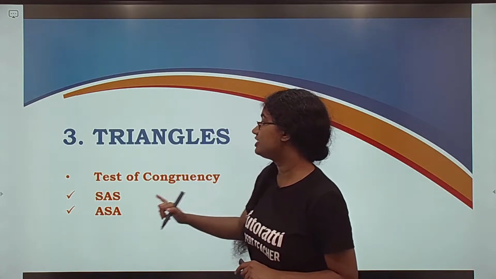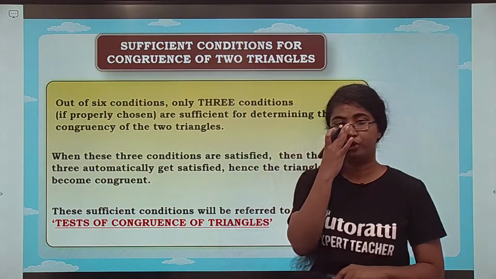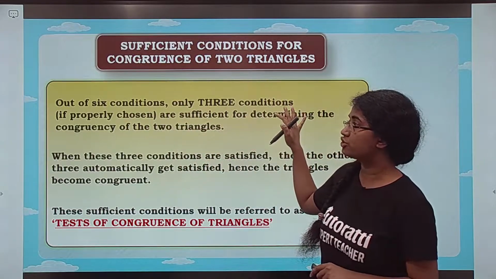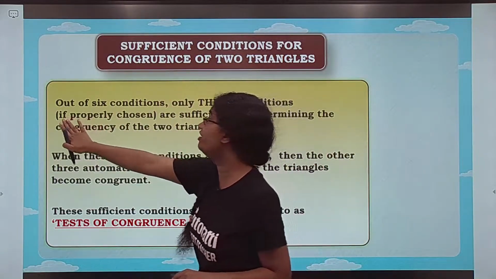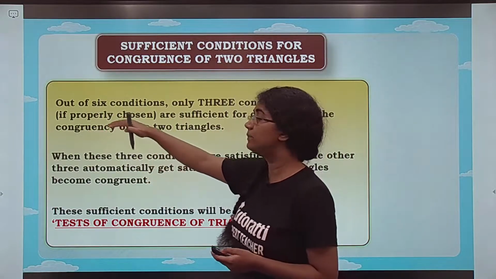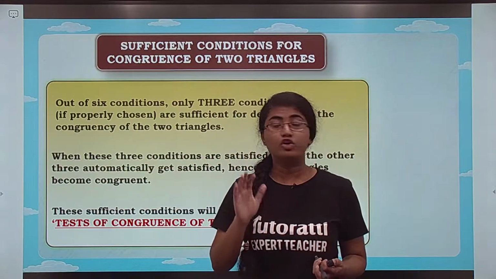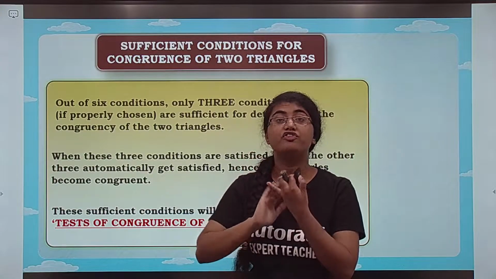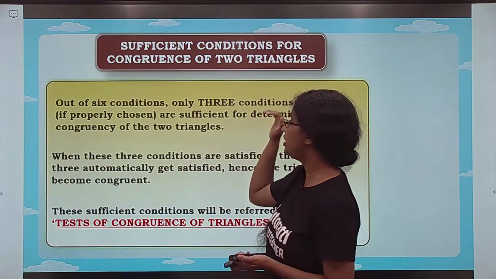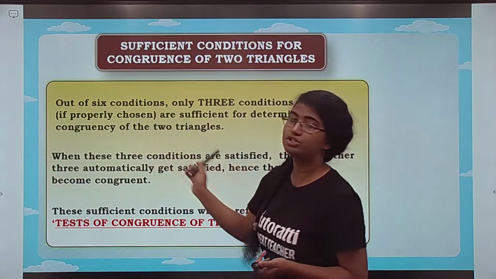Okay, so the first test of congruency is SAS. Let us see what we are going to do. First of all, let's recall again. Out of the 6 conditions, only 3 conditions, if properly chosen. Now, properly chosen is very important. Why, you will ask? Because there are only, like I said, 5 tests of congruency, and only if your triangles satisfy one of the 5 conditions can you say that the triangles are congruent. So 3 conditions properly chosen are sufficient in determining congruency of 2 triangles.